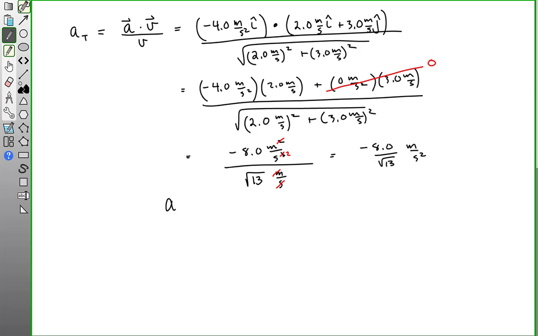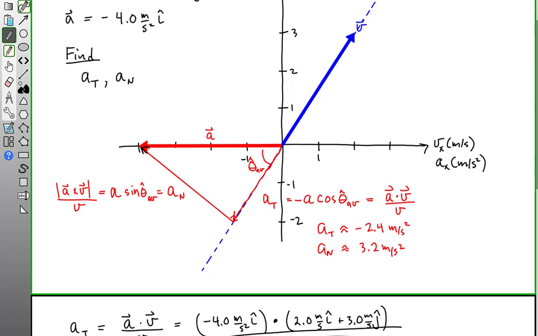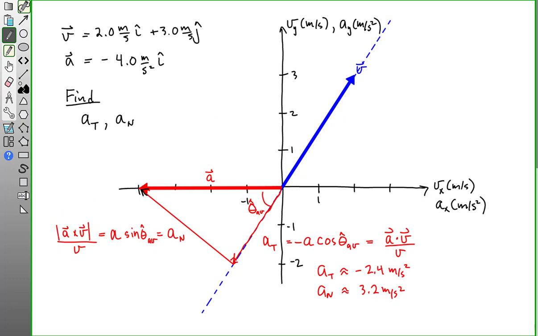This gives us a tangential component of acceleration being equal to minus 2.2 meters per second squared. Well, let's compare this to our sketch. In our sketch, we said the tangential component of acceleration was approximately equal to minus 2.4 meters per second squared.